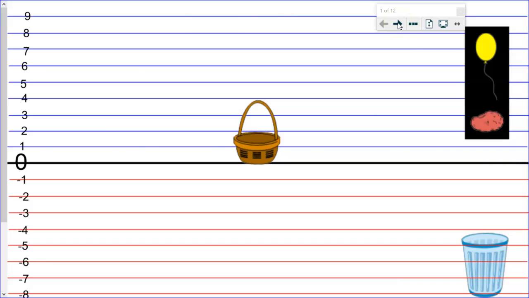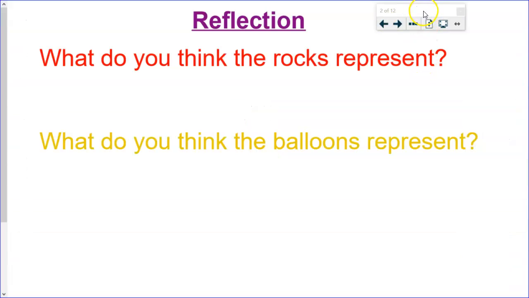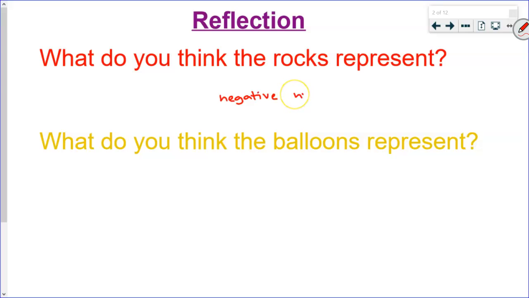So with that in mind, what do you think a rock represents? Thank you for the hands. Alexis. A negative, yeah. Rocks represent negatives. So then, what do you think a balloon represents? Thank you for the hands. Tanner. Yep, these are positive numbers, exactly.